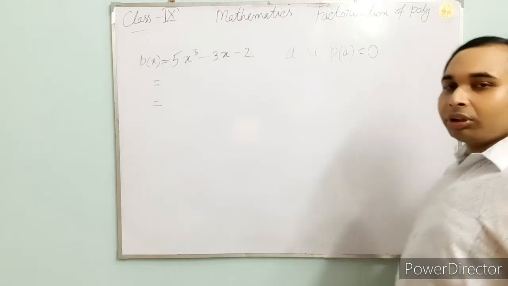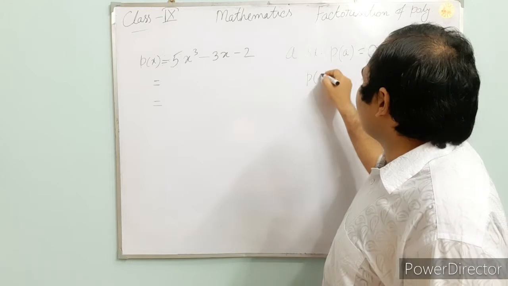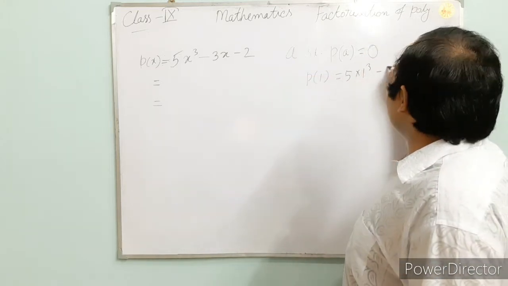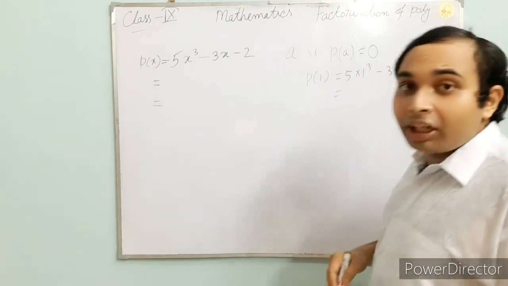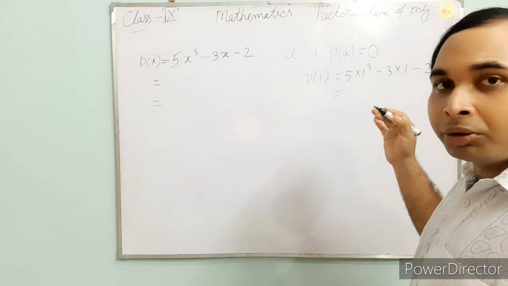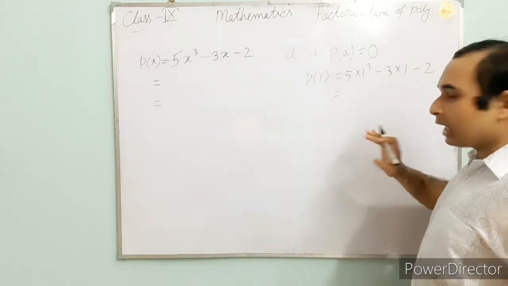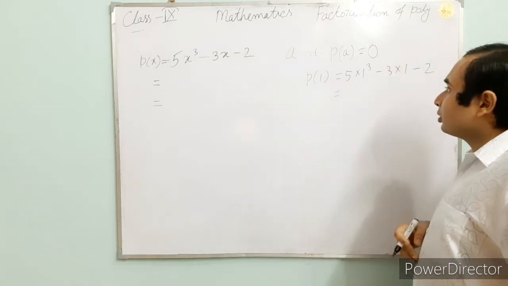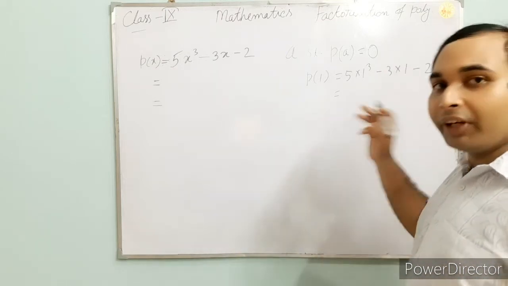And we have to start from 1, that is P1. What is coming? P1 equals 5 into 1 cube minus 3 into 1 minus 2. Pay attention here because this is totally new to you. You have to understand this one, otherwise in class 10 and in higher studies you can feel that this is very hard, but this is not at all hard, very easy.